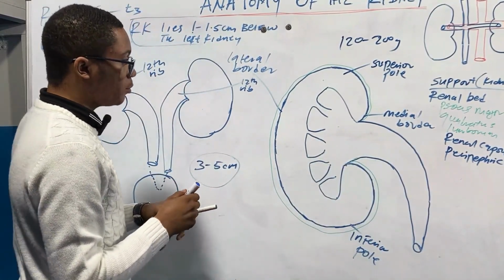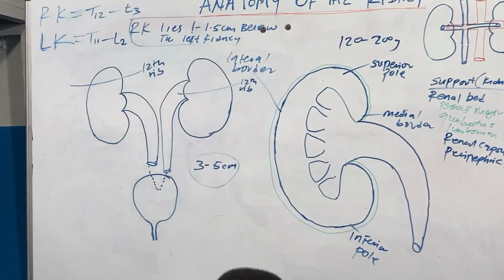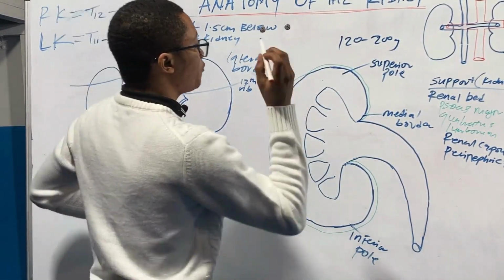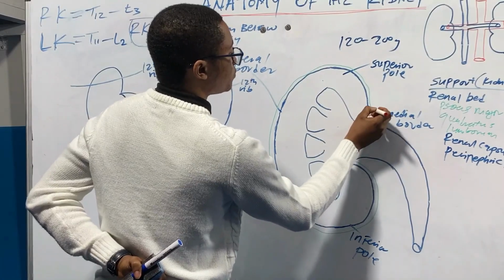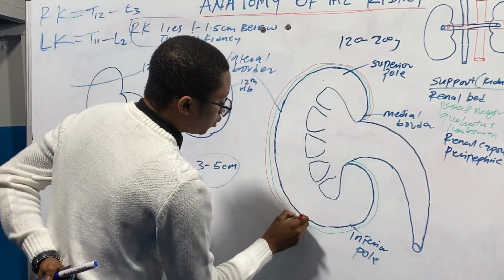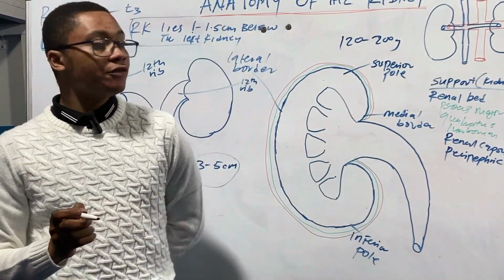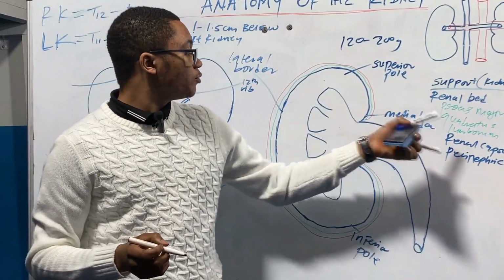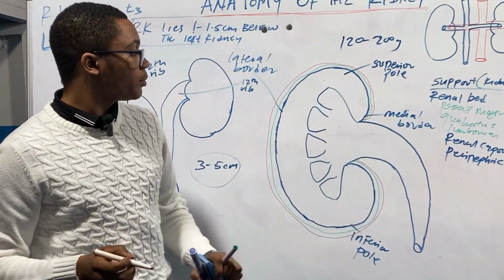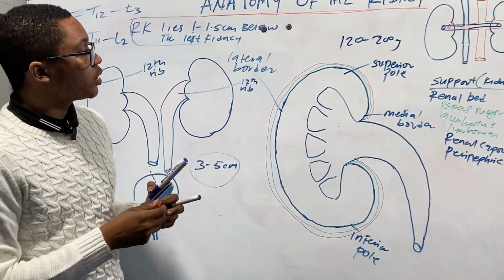I'm going to be drawing the perinephric fat in the red pen. The perinephric fat lies superficial to the renal capsule, as you can see from the diagram here. So this is the kidney support system.